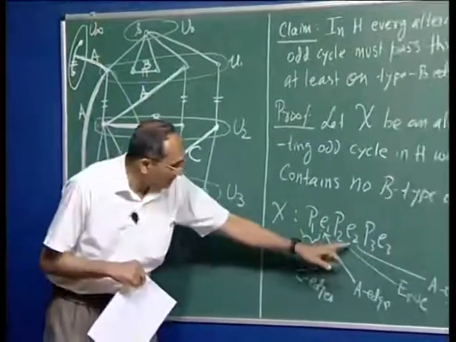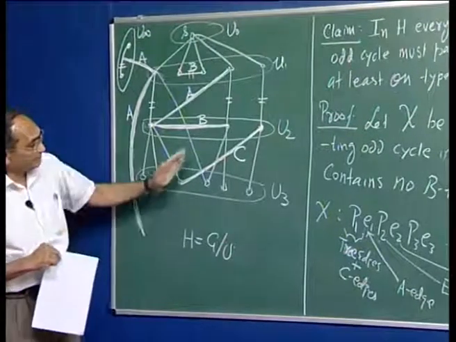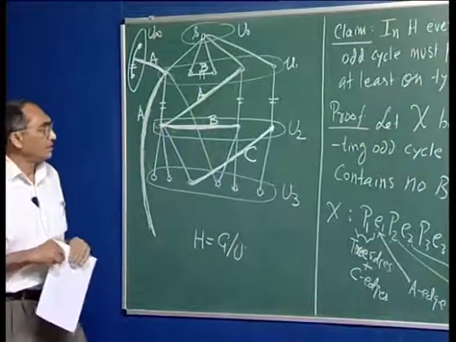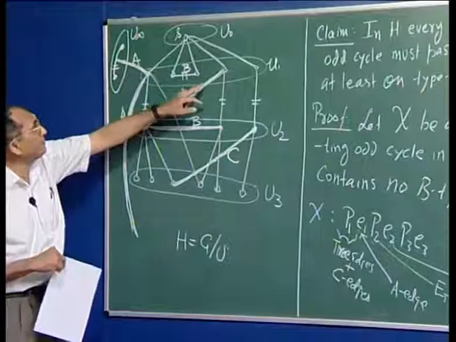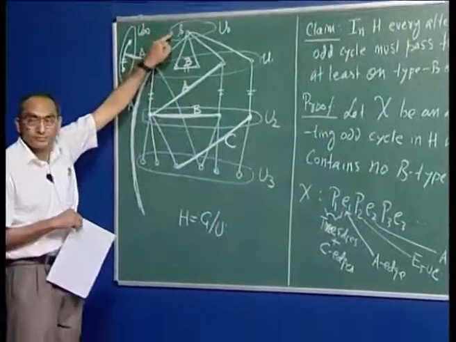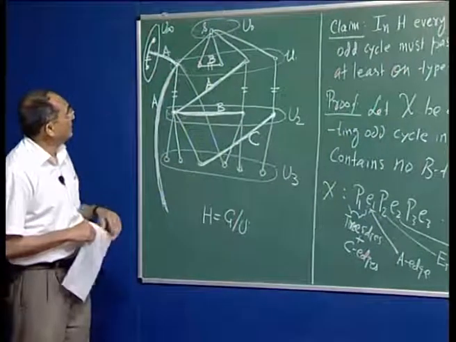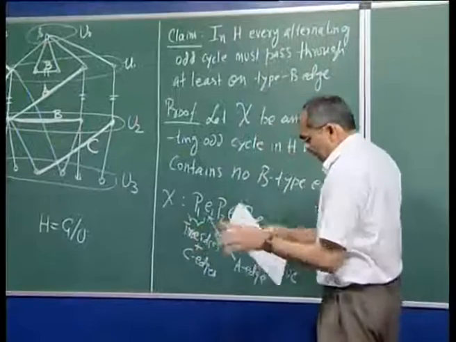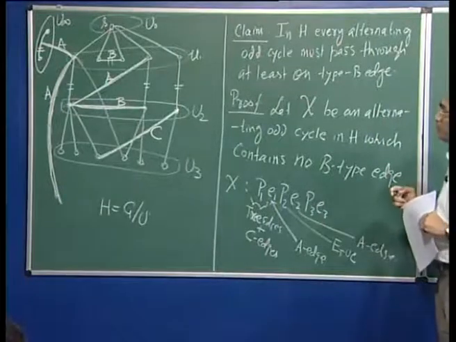Once again, if there is a type A edge, then P2 should terminate at an even level, and our E2 must raise the path to an odd level going up. Now this process can go on, but we notice that at no point does any A edge terminate in S. Hence it is impossible for this path to reach S. So it is obvious that unless a B edge is involved in the path, this circuit cannot be completed. Hence, what we have seen here is that every alternating odd cycle must pass through a B edge.